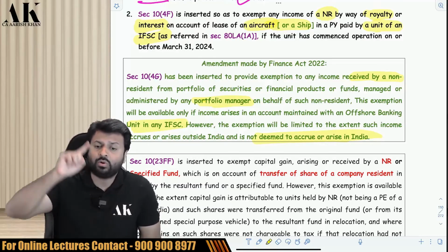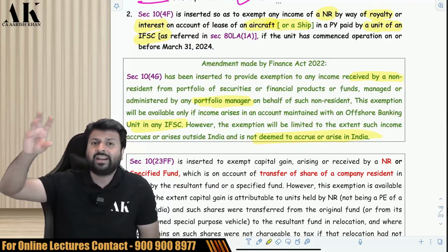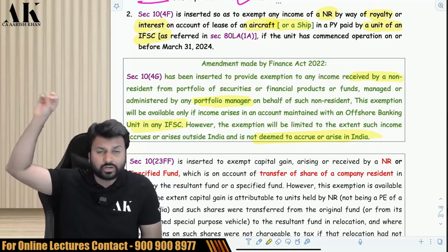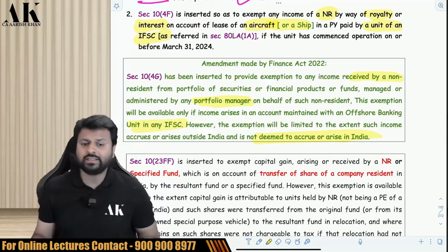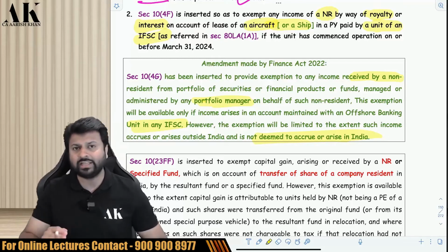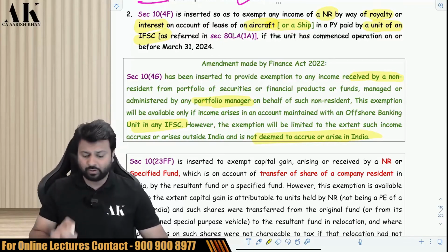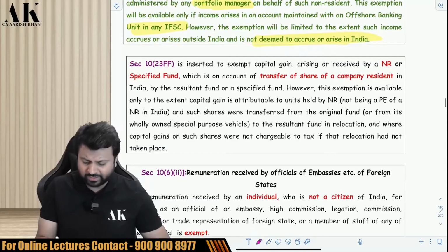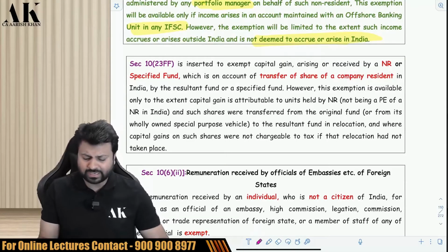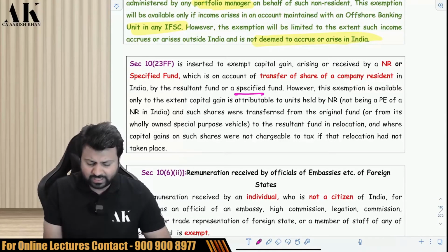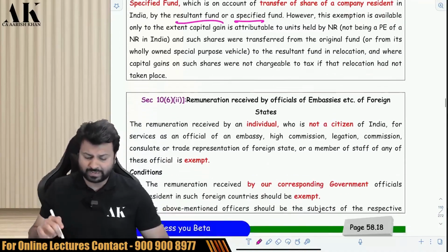The relaxation is available only if the non-resident is trading in, say, Nasdaq or Dow Jones or in foreign stock exchanges, not in the Indian stock exchange. If it is doing so in the Indian stock exchange, then it is taxable. Okay. The next one we are keeping on hold, that you can do with capital gains later on, because that covers the concept of resultant fund, etc., which will be coming in the chapter of capital gains.